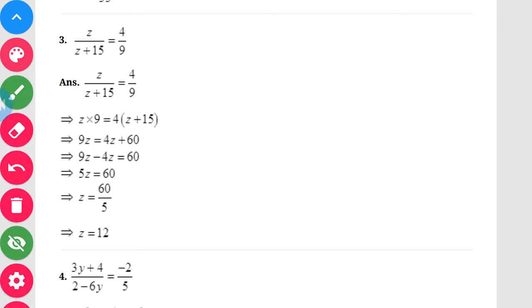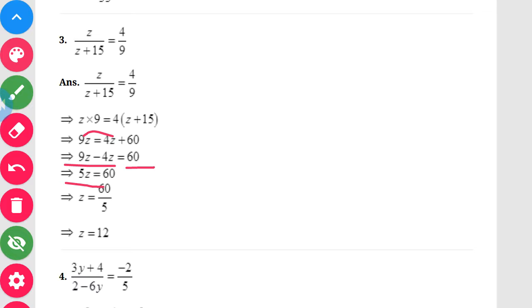So after this 4z I'm going to transpose to the other side. If it is plus 4z, it becomes minus 4z. This is the step what we are doing. And the 60 will remain as it is in the RHS. So 9z minus 4z is nothing but what? Here it is subtraction and they are like terms, so we can go for subtraction. That is 9z minus 4z will give you 5z is equals to 60.